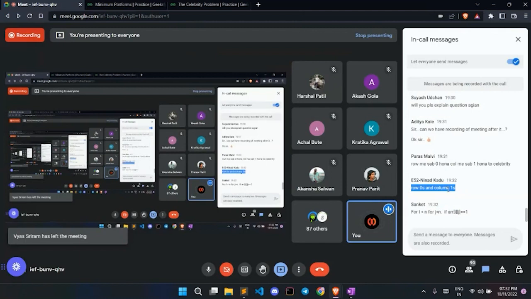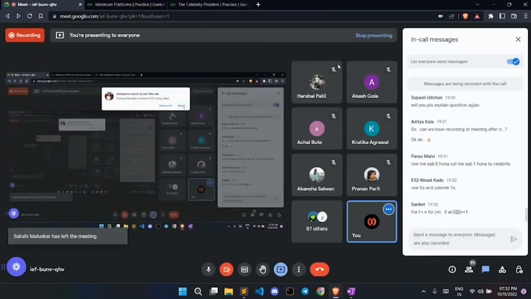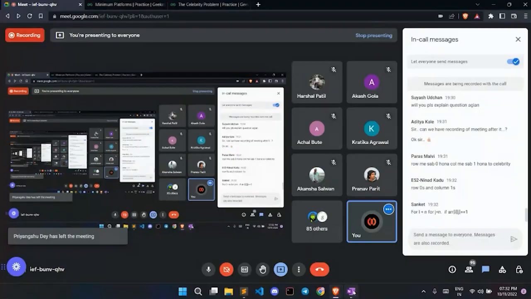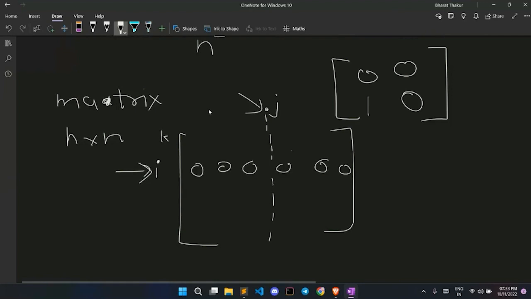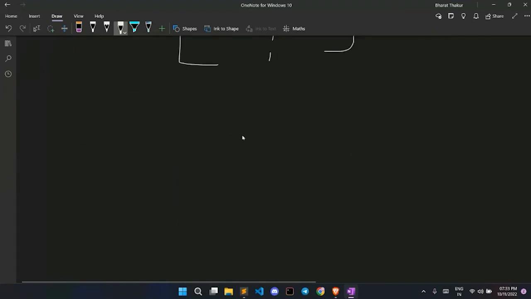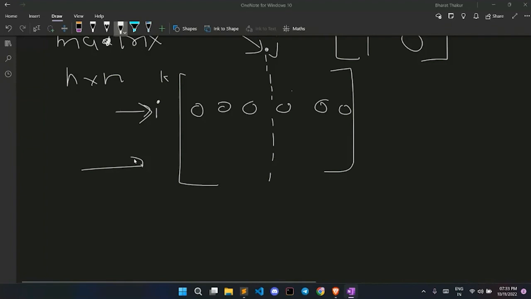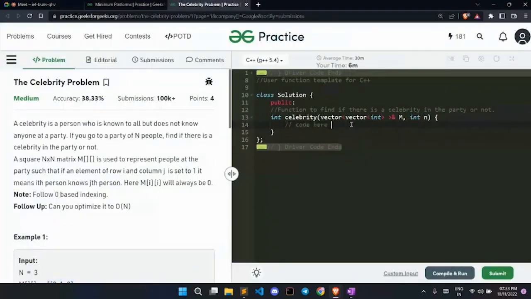Yeah, row zero and column zero. Yeah. So let me just share one thing. For this one, we can just write the complete brute force and we will check whether that works or not. Okay. So we have a matrix, we have n people. So let's check if the ith person is a celebrity or not. So we will go for every person. Since we have n, we will go from 0 to n minus 1.